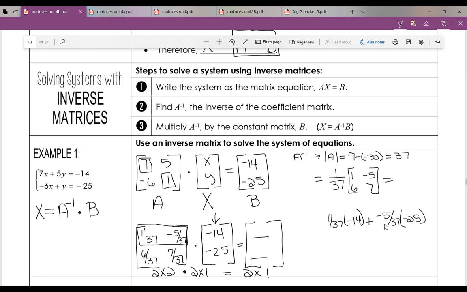I took my top row and paired those 2 elements with these 2. We're going to do the math in the calculator in just a minute. And then I'm going to do the same thing with 6 over 37 and 7 over 37. So 6 over 37 gets paired with negative 14. Add that to 7 over 37 paired with negative 25. Once you let your calculator do the math, you have your answers.